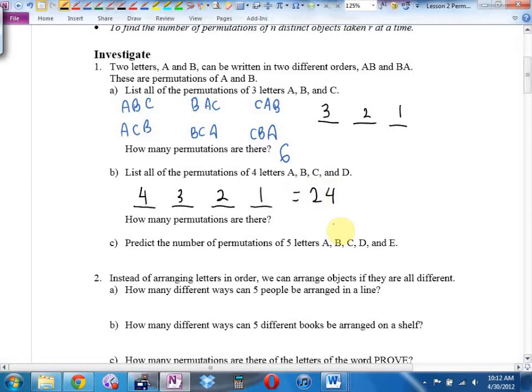How many permutations are there of 5 letters? What do you think the answer is? 1, 2, 3, 4, 5. How many choices do I have for the first letter? Then. This is 20 times 12. 20 times 12, 240? No, 120. 20 times 6, not 20 times 12.